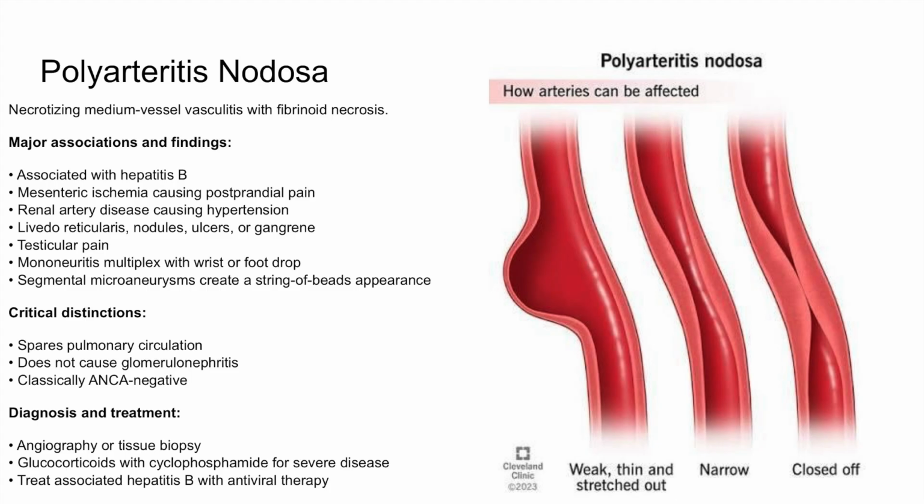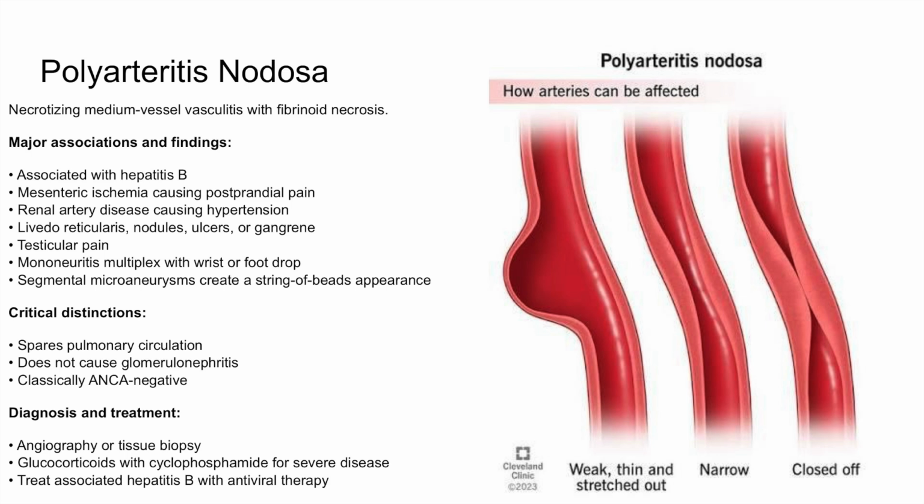All right, so polyarteritis nodosa, or PAN, is a necrotizing vasculitis of medium-sized arteries that produces segmental fibrinoid necrosis. It has a classical association with Hep B and causes ischemic injury in multiple organs. Mesenteric artery involvement produces postprandial abdominal pain, while renal artery involvement activates the renin-angiotensin system and causes hypertension. Skin findings include livedo reticularis, subcutaneous nodules, ulcers, and gangrene, and other clues include testicular pain and a wrist or foot drop.